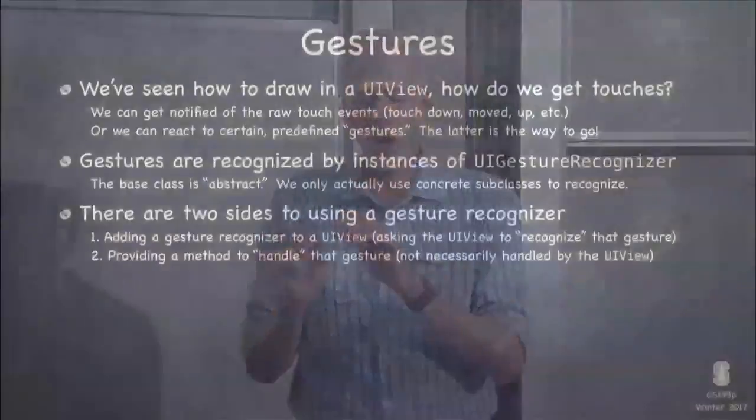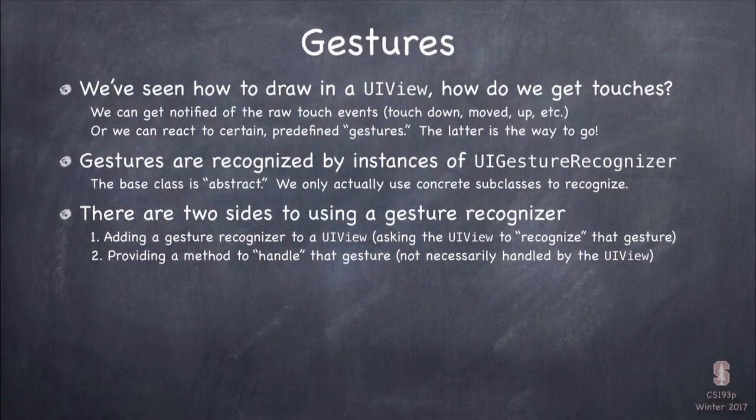Now, there are two parts to using a gesture recognizer. One is you have to ask a UIView, please start recognizing this gesture, like a swipe or a pan or whatever. And then number two is when the recognizer does recognize it, it wants to call you back with what we call a gesture handler. So there's the recognizer that you add to a view, and then there's the handler. Anybody can be the handler, as you'll see. Almost always it's either the view itself or a controller, but anybody could be it.